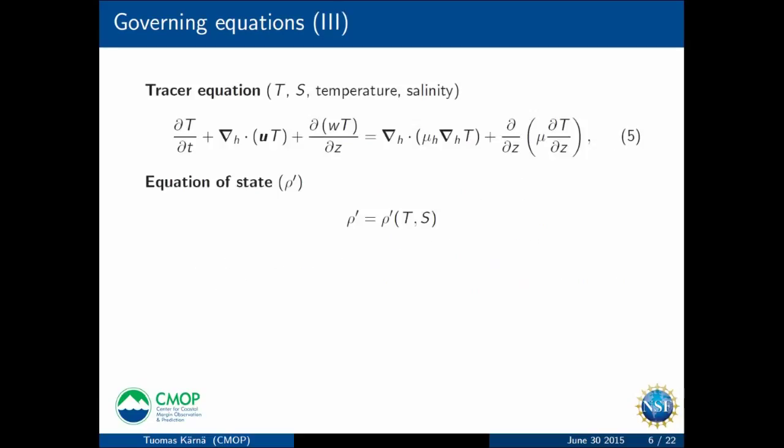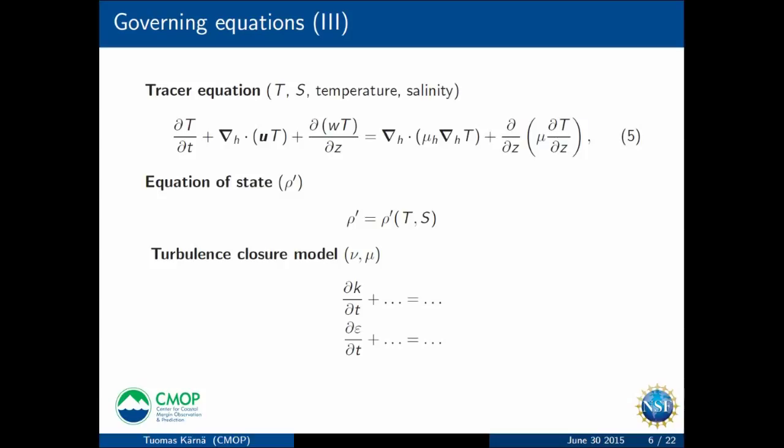Then you have the equations for temperature and salinity. So this is just normal advection diffusion. And these two will then contribute to the density through the equation of state. And finally, you will close the system with turbulence closure models that will give you the vertical eddy viscosity and diffusivities.